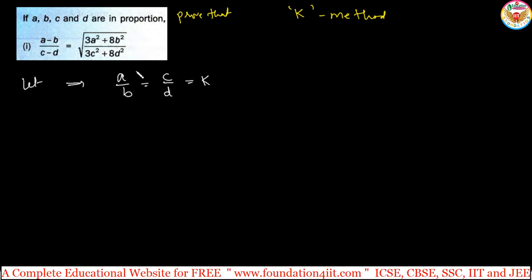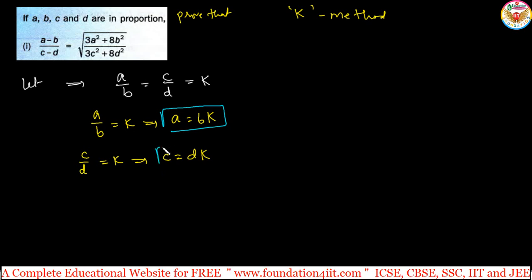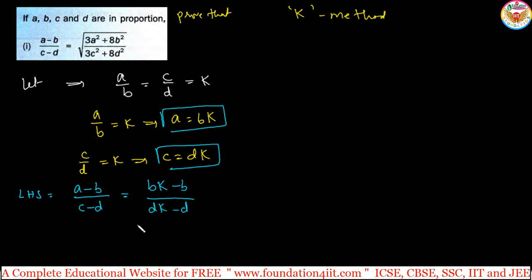Let a/b = c/d, already you know that, equal to k. Now first one, a/b = k, so from this a = bk, and c/d = k, from this c = dk. Now in the LHS and RHS, wherever a and c are there, you can replace them. First let us find the LHS part. In the LHS, (a - b)/(c - d). In the place of a and c, you can replace. So in the place of a, bk - b as it is. In the place of c, dk - d.